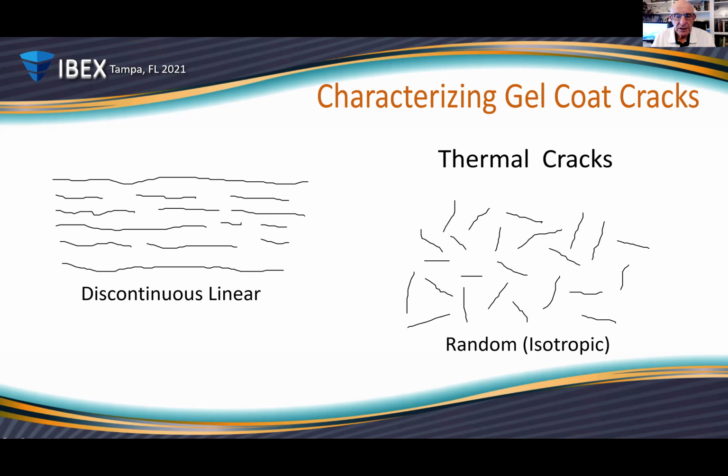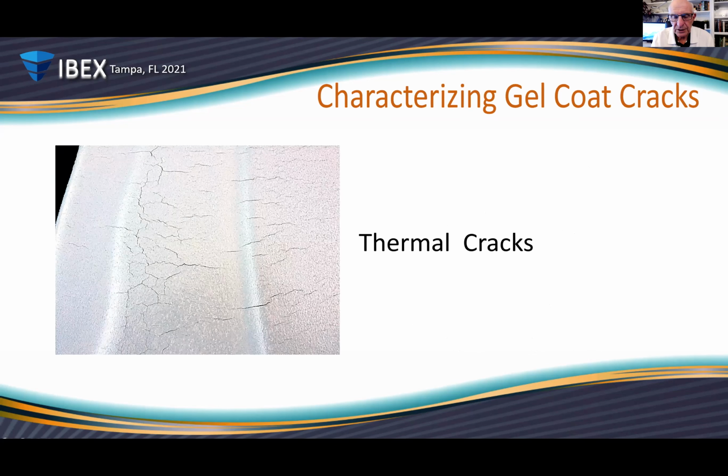So whenever you see this kind of cracking going on, you know that it has to do with expansion and contraction. And the very next thing you want to look for is the thickness of the gel coat film that's creating this type of crack situation. And this is a look at some thermal cracks on some non-skid material.